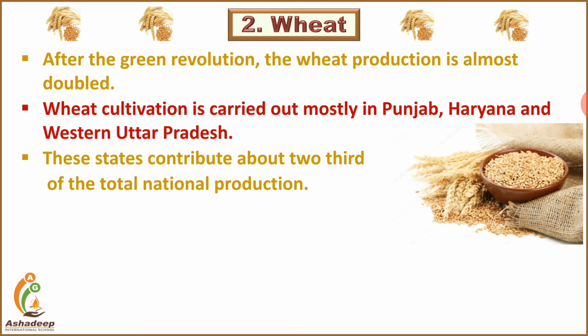आपको ये याद रखना है कि इंडिया में कौन से स्टेट्स है जहाँ पे 2/3 wheat production हो जाता है. So those states are Punjab, Haryana and western Uttar Pradesh. Can be asked in an objective question.